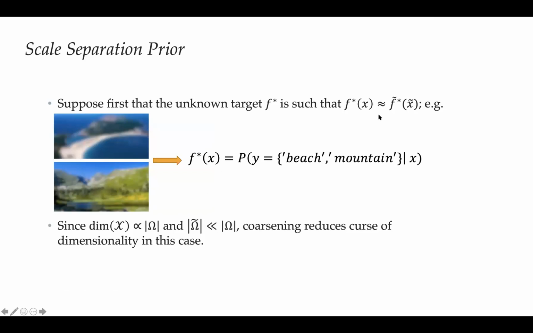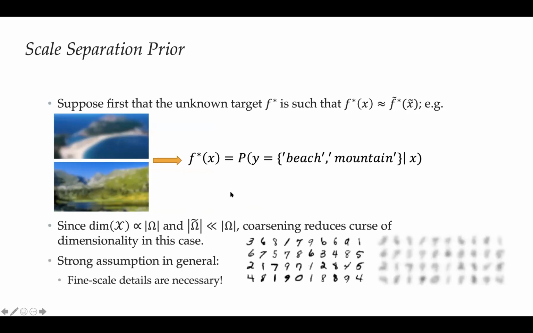I mean, if I can do everything by throwing away x and just keeping x tilde, I'm winning, right? Because the size of the grid is smaller, so coarsening reduces the cost of dimensionality. So this seems like an easy shortcut to our headache. Of course, this is not true in general, right?